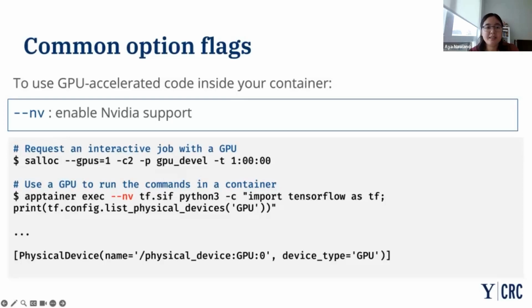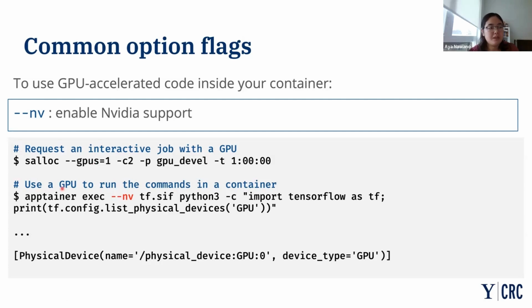In the next few slides, we are going to discuss a few option flags you can use when running containers. First, let's talk about the option flag --nv. This flag is important when you need to enable NVIDIA GPU support to use GPU accelerated code inside your container.